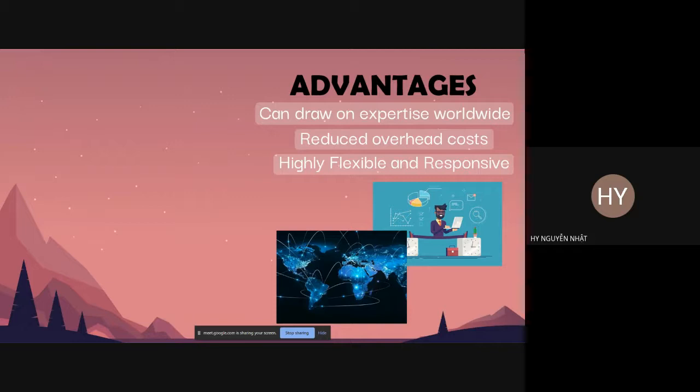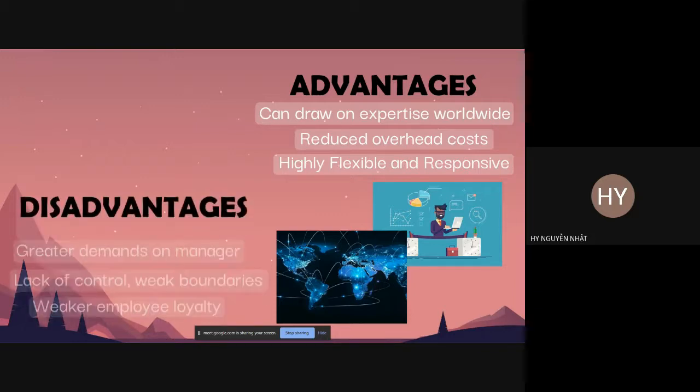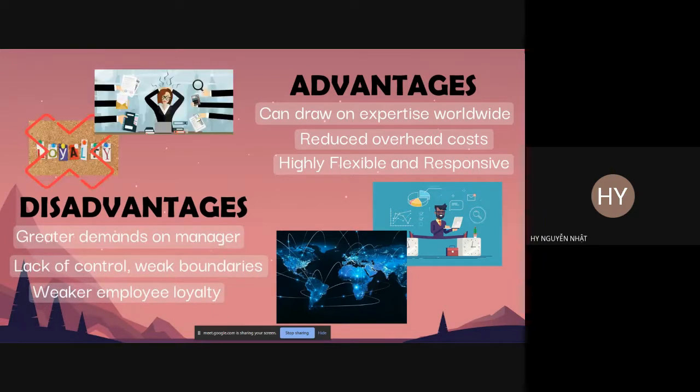The disadvantage is the lack of hands-on control. Managers do not have hands-on control over many activities and employees, so there is a risk of organizational failure if a partner fails to deliver or goes out of business. The weak and ambiguous boundaries also create higher uncertainty and greater demands on managers for defining shared goals, coordinating activities, managing relationships, and keeping people focused. Also, employees' loyalty can weaken. Employees may feel that they can be replaced anytime by contract services.